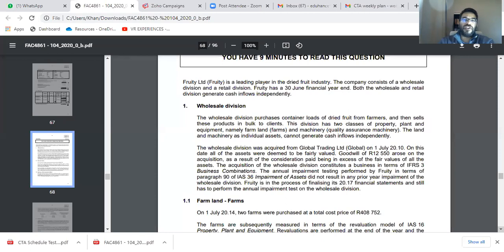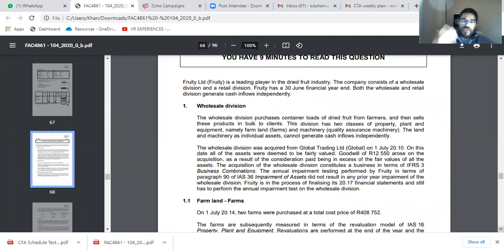Very important. They're telling you that you have a company, Fruity. Fruity consists of two divisions, a wholesale division and a retail division. In that paragraph, you must pick up about 3 to 4 important things. The picture you must see is Fruity Ltd, which is the company. Below Fruity Ltd are two divisions, the wholesale division and the retail division. You must be able to see the diagram.